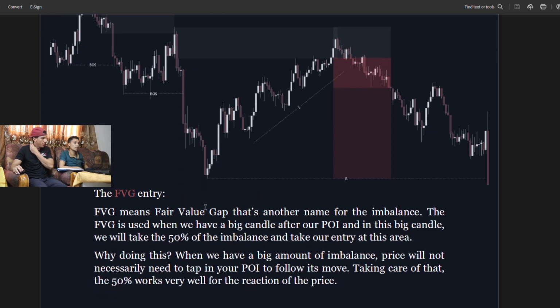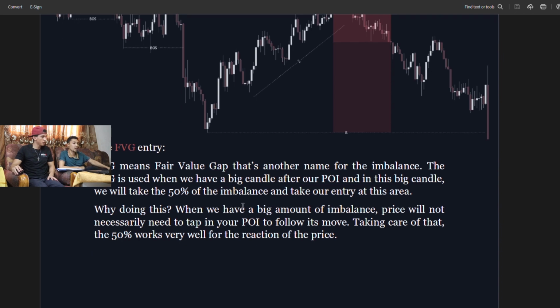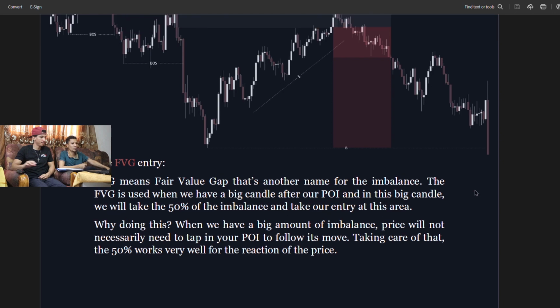So let's just look at the fair value gap, which is a different word for imbalance. Fair value gap means imbalance. That's another name for imbalance. Fair value gap is used when we have a big candle after our point of interest, our order block, and in this big candle we will take the 50% of the imbalance and take our entry at this area.